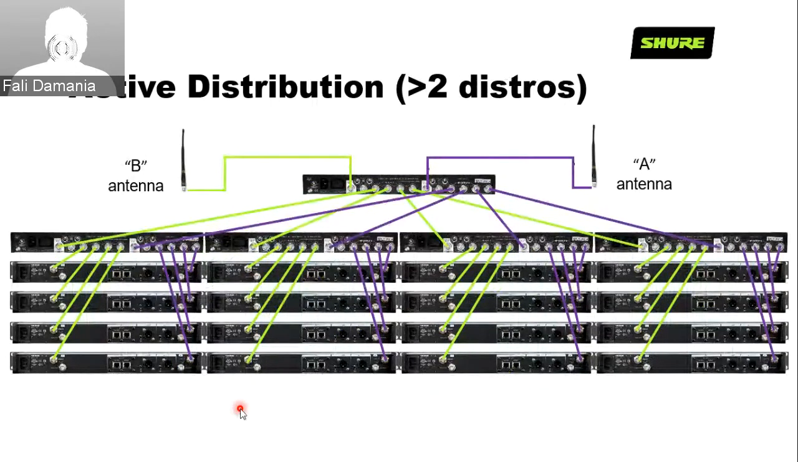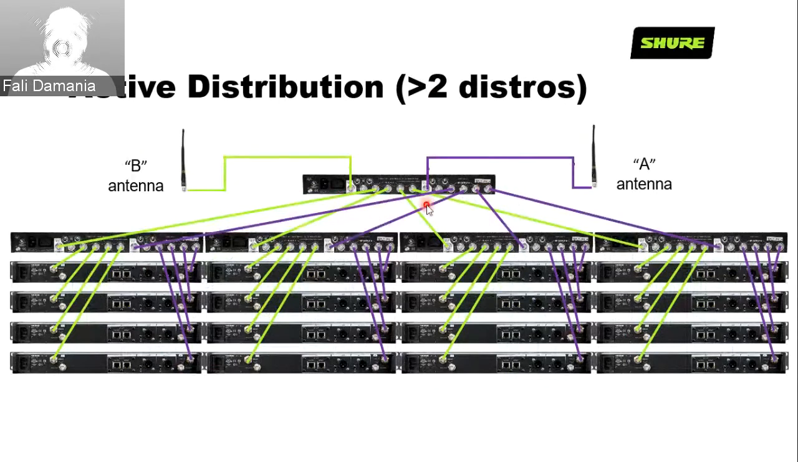This now is a system which is much, much larger. You can actually see now, if you calculate, you've got 1, 2, 3, 4 devices here. Even if you calculate these as the ULXD quads, so that's 4, 4, 4, 4. So that's 16 channels over here, 16 times 4 devices, all running from a pair of antennas.